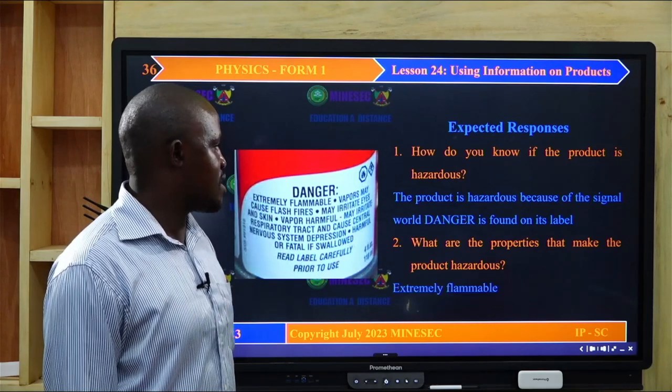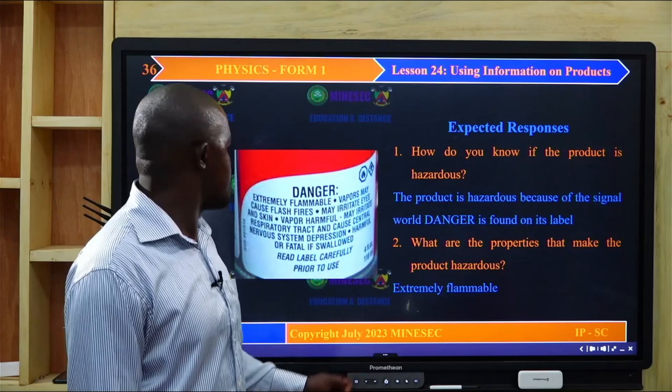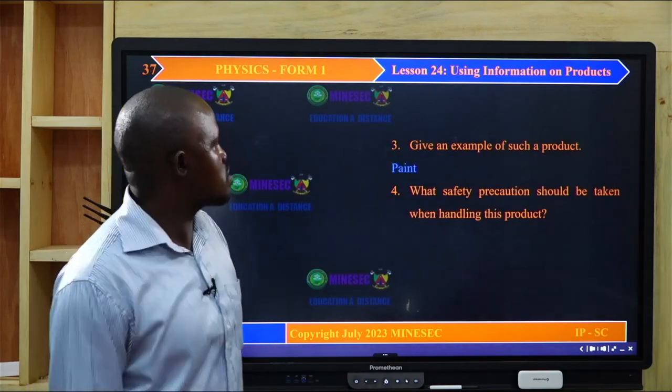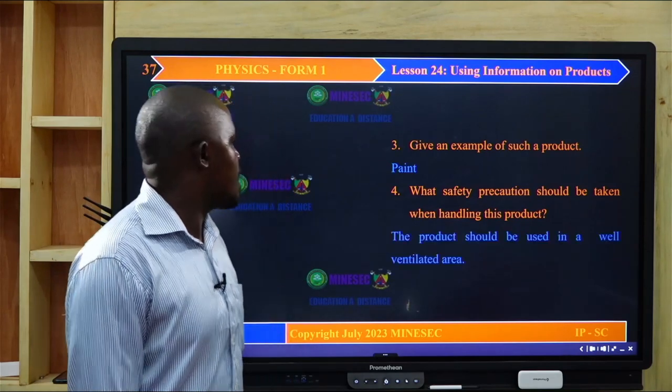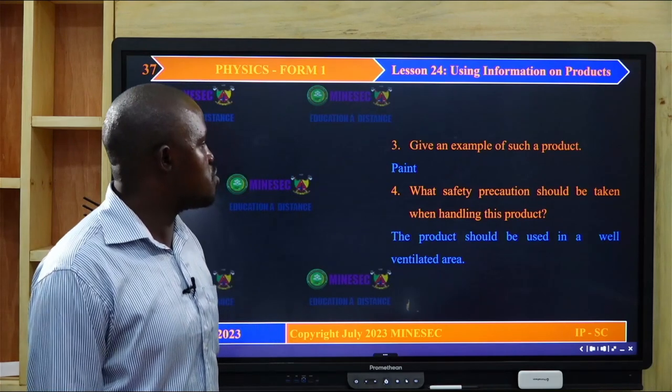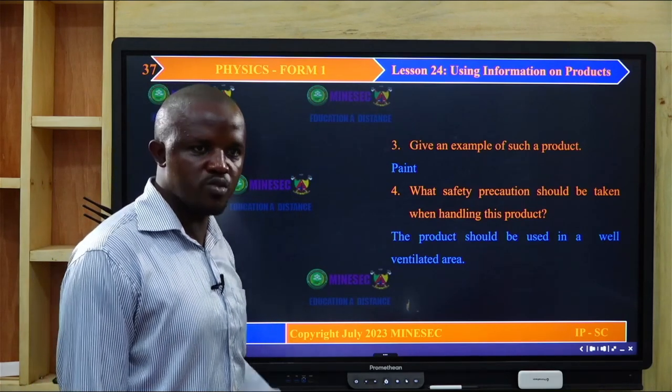What are the properties that make the product hazardous? Extremely flammable. That's one of the properties. And an example of such a product: paint is one of them. And what safety precautions should be taken when handling this product? The product should be used in a well-ventilated area. We just discussed that a while ago.